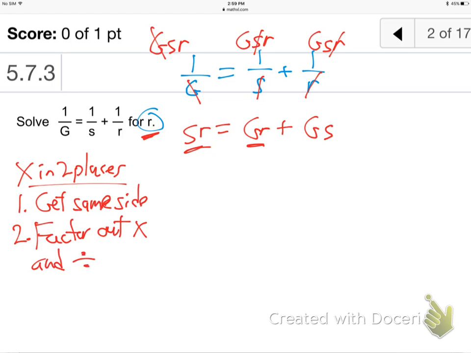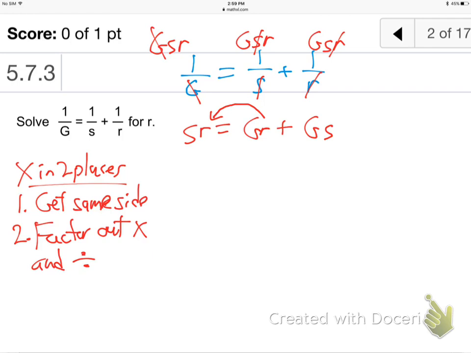So that's the plan. When the thing you're trying to solve for is in 2 places, get them on the same side, factor out and divide. So here we go. I'm going to grab this GR and jump it this way. Why? Because I want to get those 2 R terms on the same side. Does everybody see the issue? I hope I'm making sense, because let me do something that doesn't work just to make sure you understand.